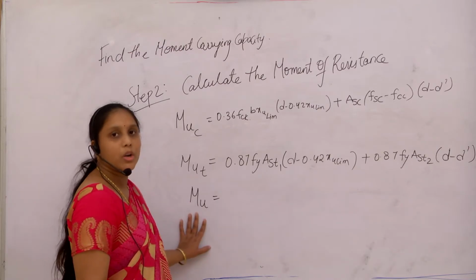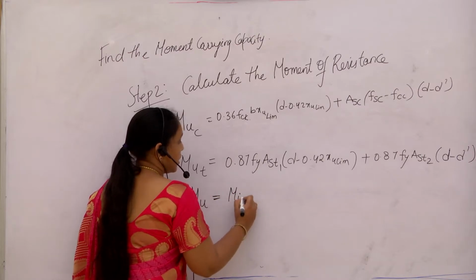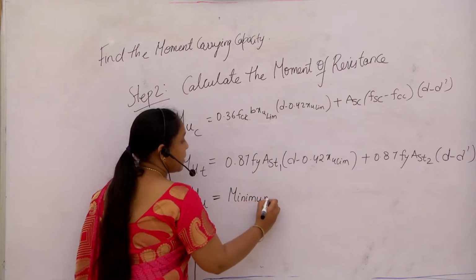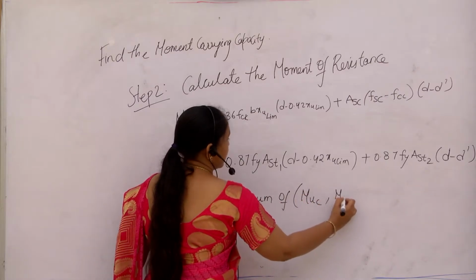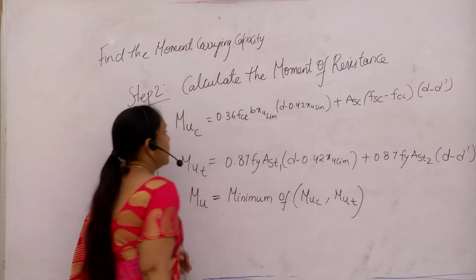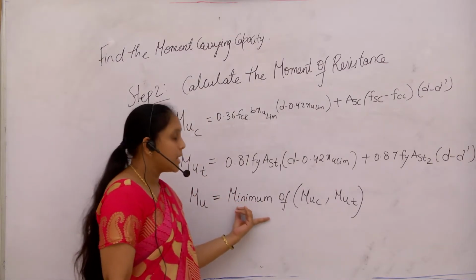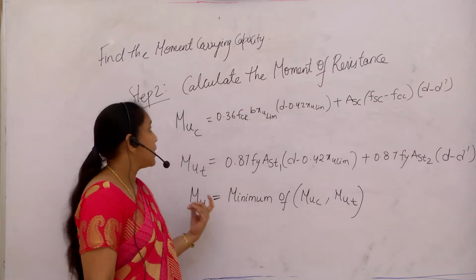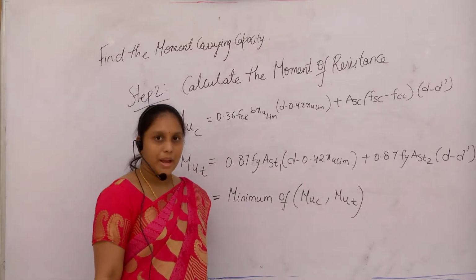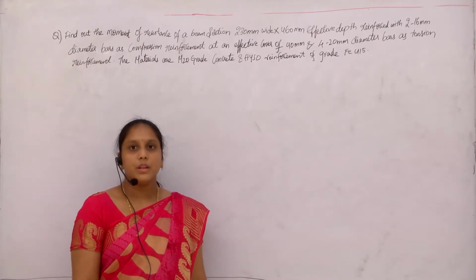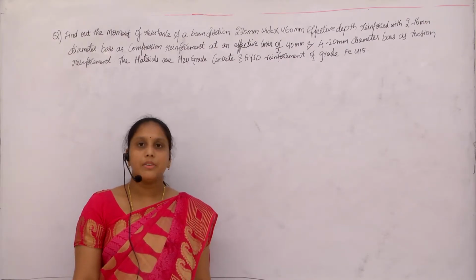So what will be the moment of resistance Mu? The moment of resistance Mu will be the minimum of Muc and Mut. So out of these two moments of resistance you have to consider the minimum value, and that will be your moment of resistance or the moment carrying capacity. Now let us solve a problem on analysis of a doubly reinforced beam.